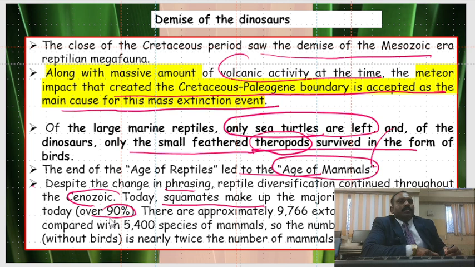There are approximately 9,766 extant species of reptiles, comparatively with 5,400 species of mammals. So the number of reptilian species, without the birds, is nearly twice the number of the mammals.